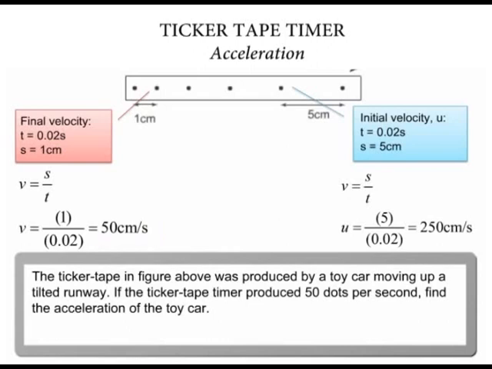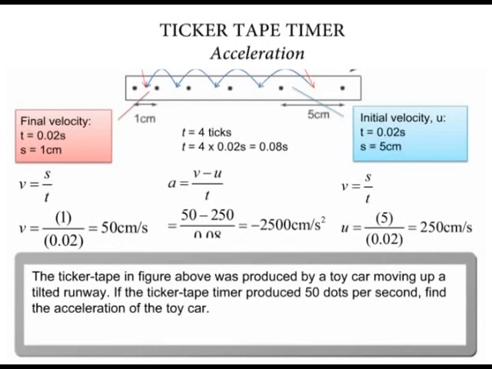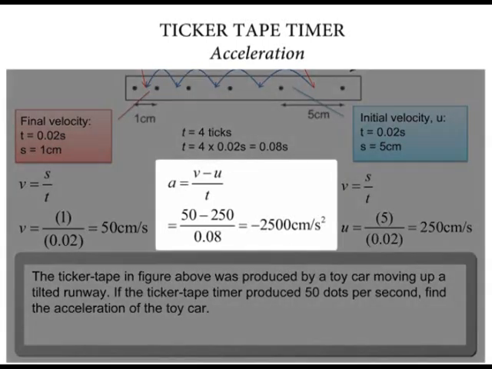To find the time taken, we need to find where u and v are. As we mentioned previously, u and v are in the middle of the 2 dots. Therefore, the time between is 4 ticks, which is equal to 0.08 seconds. Substituting u, v, and t in the equation, a is negative 2,500 centimeters per second squared. So it is a deceleration.